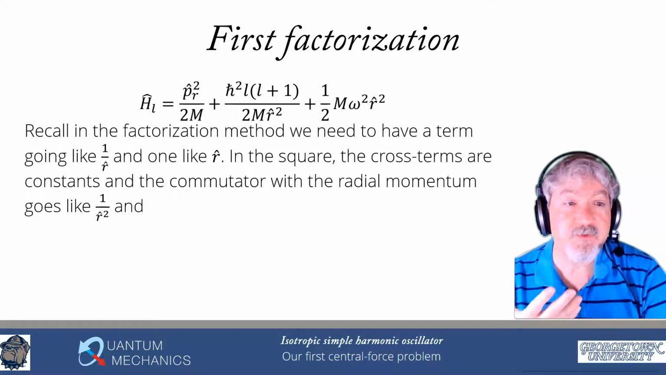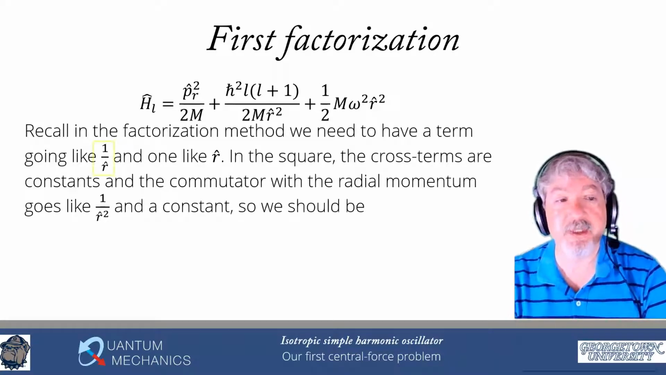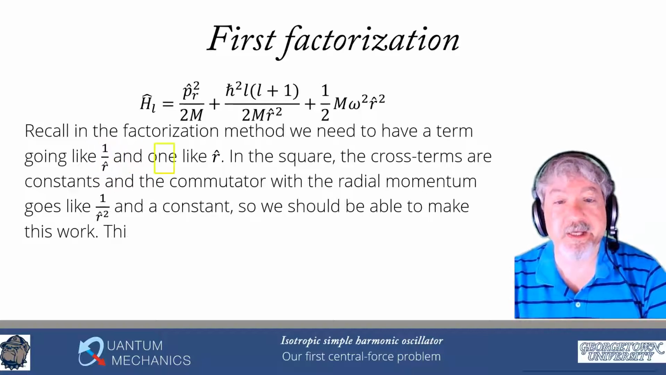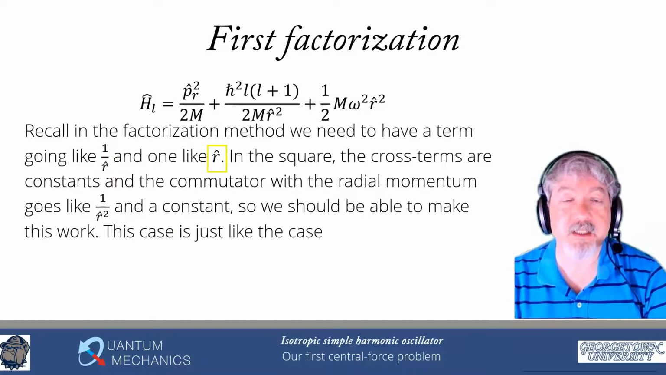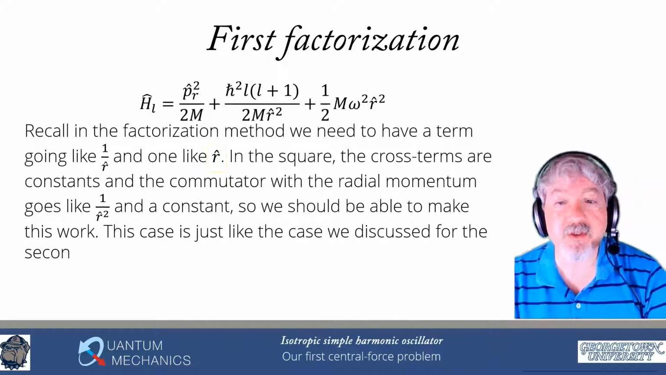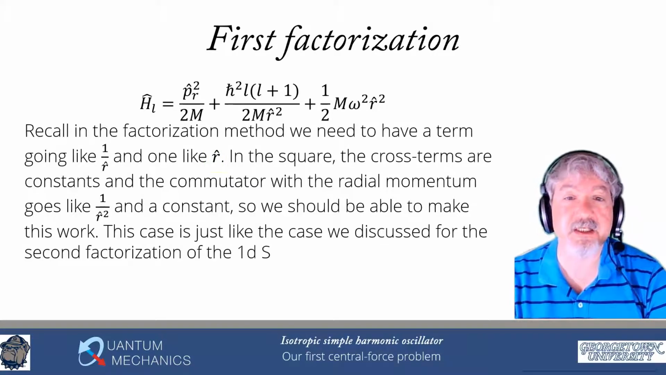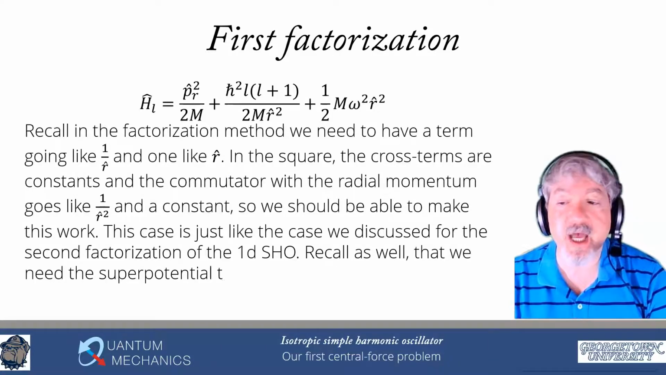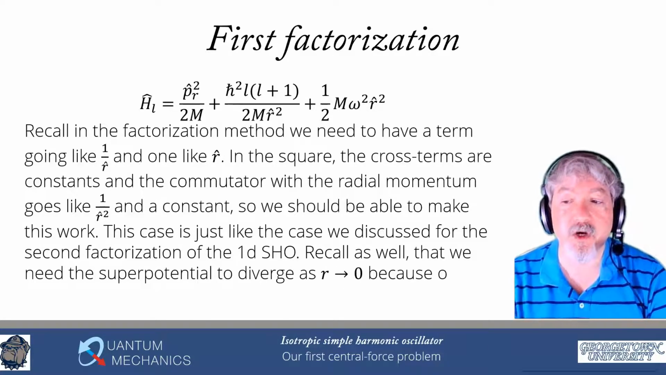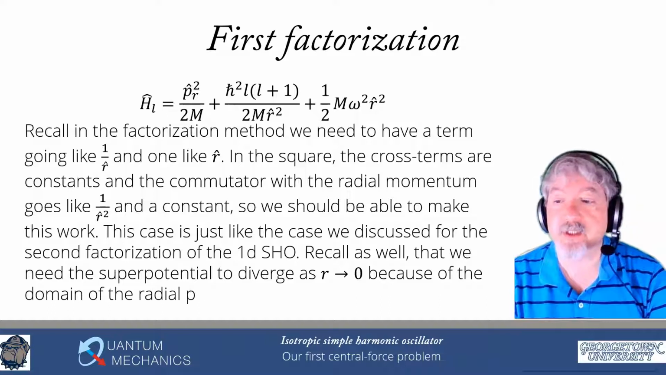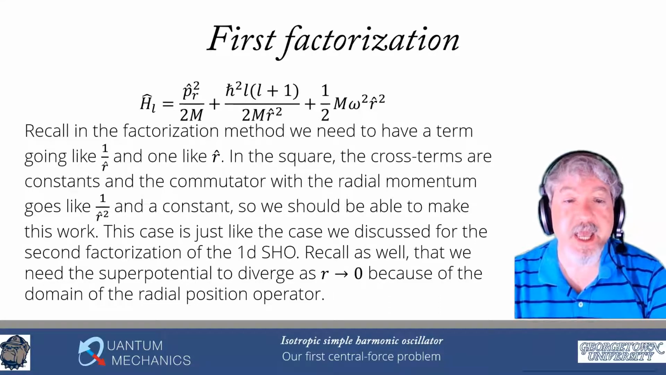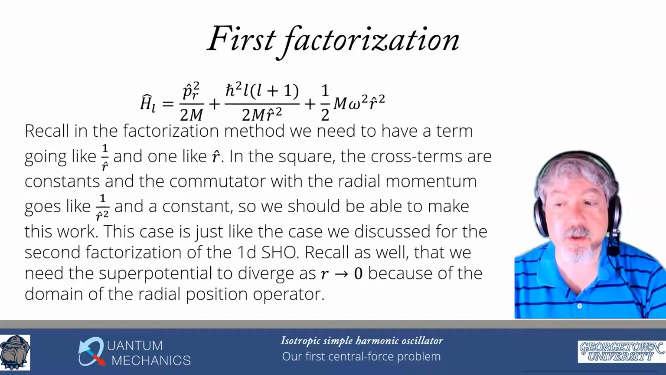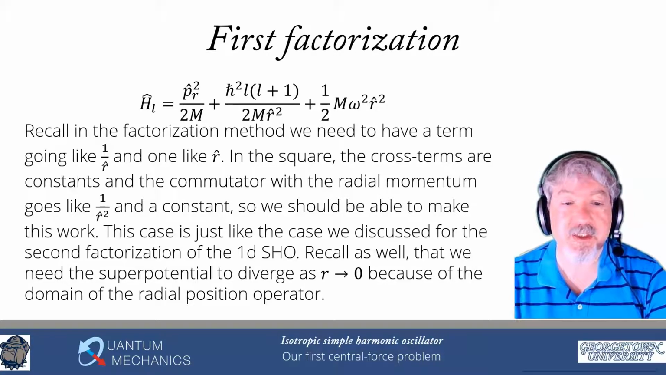So if we think in terms of strategy, we want to have a linear combination of 1 over r and r, because when I square that, I'll get a 1 over r squared. The cross terms will give me a constant, and then I'll get an r squared term. And that's all of the terms that we have. And then when I look at the commutator term, the commutator with 1 over r will give me a 1 over r squared term, and the commutator of the r will give me a constant. And so we should be able to make this work, just like we were able to make it work for the second factorization in the one-dimensional simple harmonic oscillator.